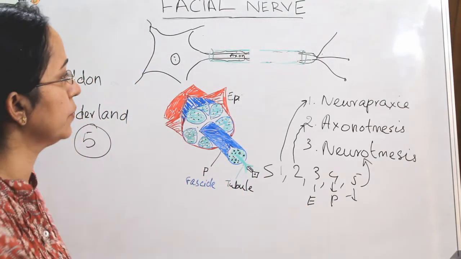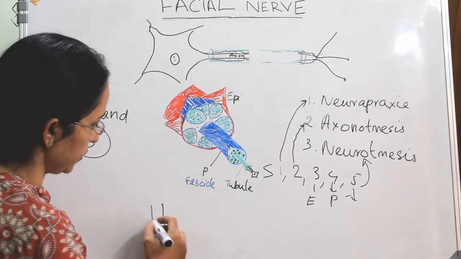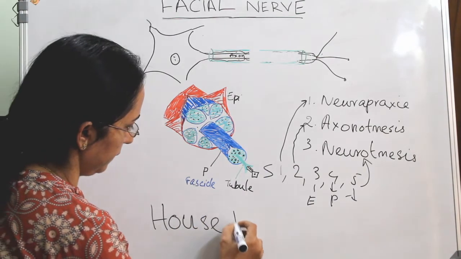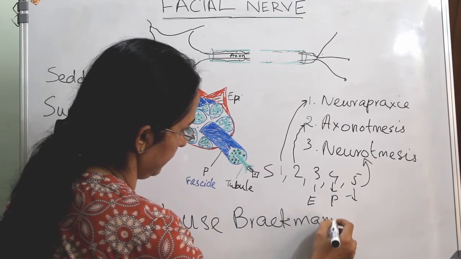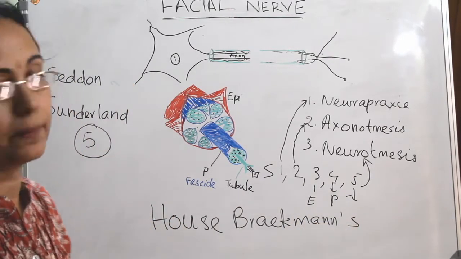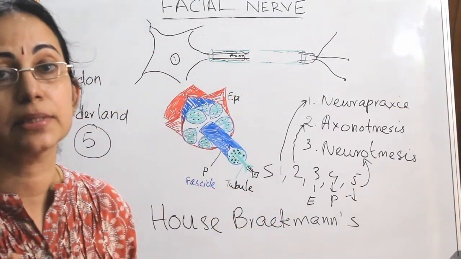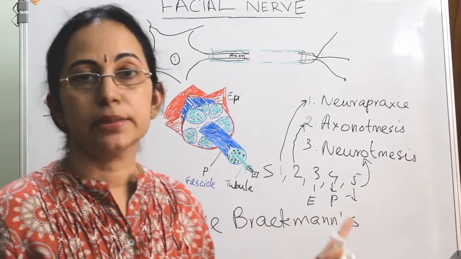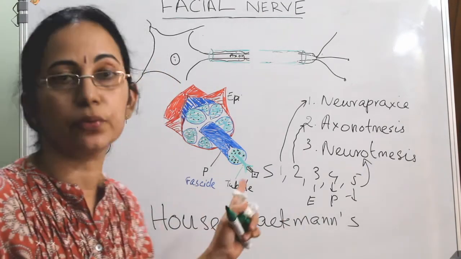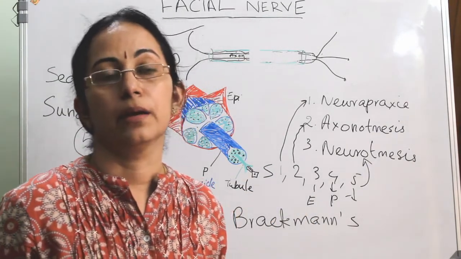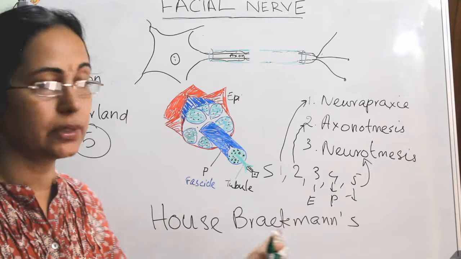There is another grading system you have to study, that is House Brackmann. House and Brackmann's grading system is for the recovery from facial nerve palsy. There are 6 grades. Now I will tell about the pathophysiology of each of the degrees of facial palsy according to Sunderland, and we can correlate it with the House Brackmann.